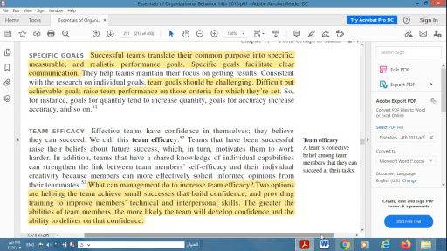Specific goals. Successful teams translate their common purpose into specific, measurable, realistic performance goals. Specific goals facilitate clear communication. Team goals should be challenging, difficult, but achievable. Goals raise team performance on those criteria for which they are set.